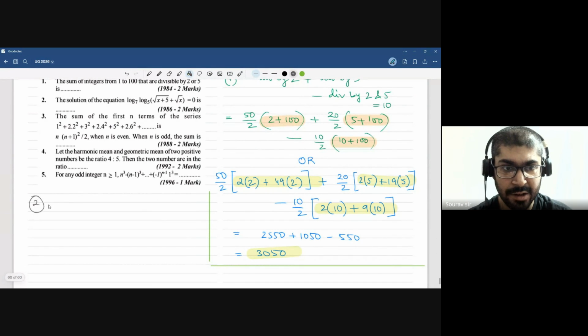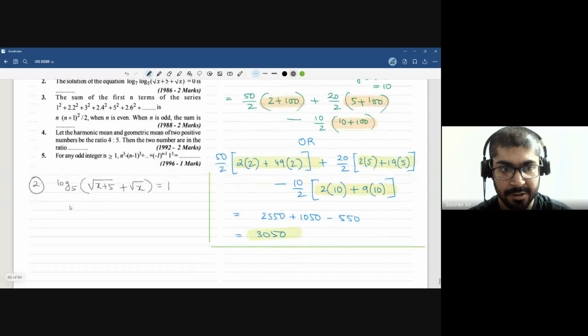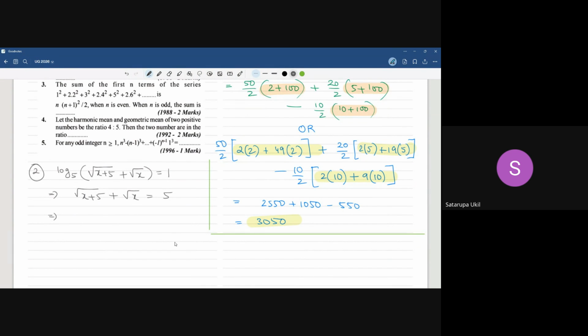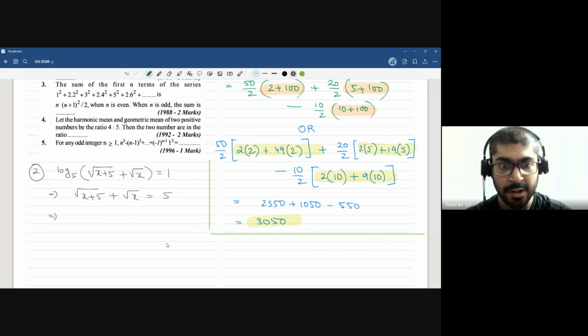You would get log 5 base root over of x plus 5 plus root x is equal to 7 to the power 0, which means 1, right? So you'll also have root over of x plus 5 plus root x is equal to 5 to the power 1, 5, right? Now X is here, equal to 4. Yes, yes, correct.